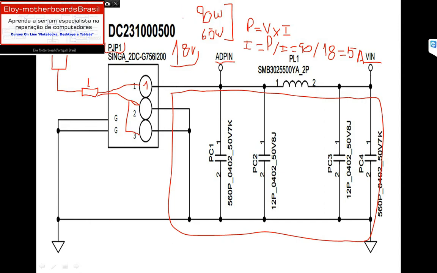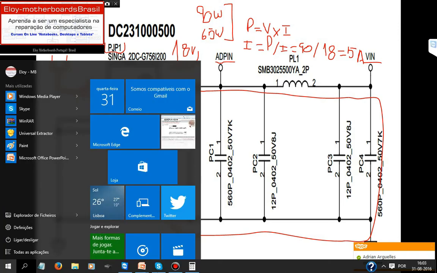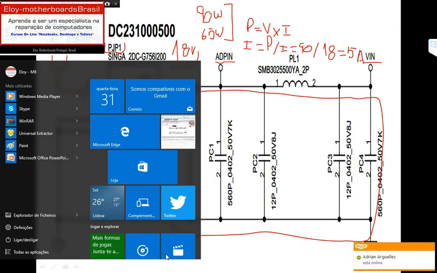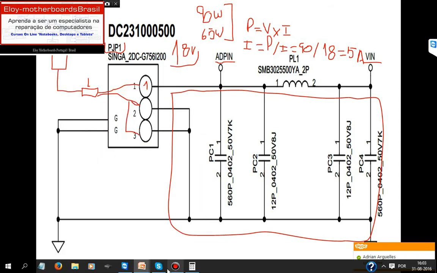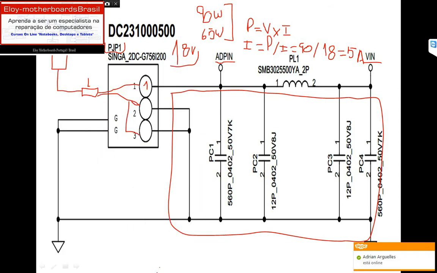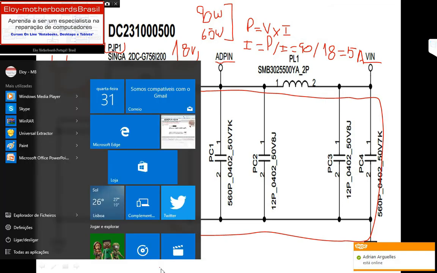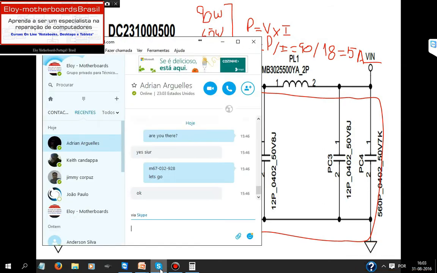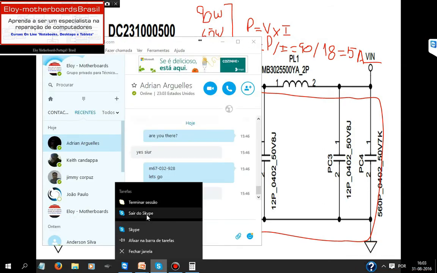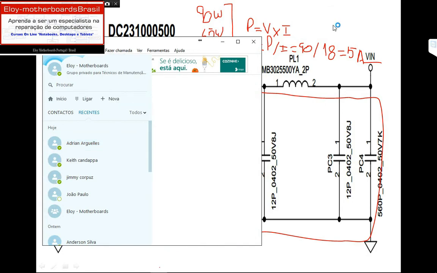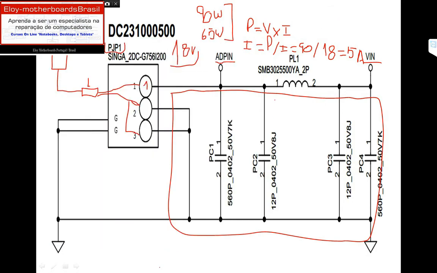So here we have the PC1, PC2, PL1. Let me just close my Skype, because I'm recording this lesson and it gets all dirty images.